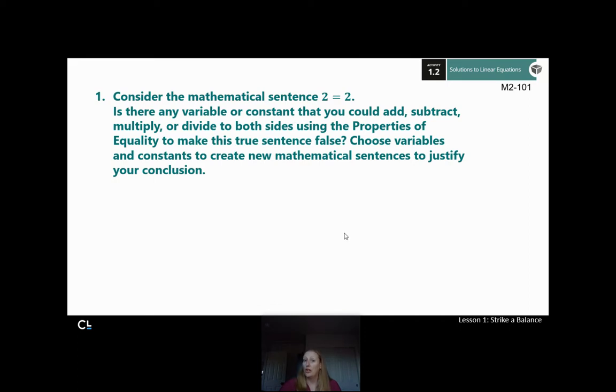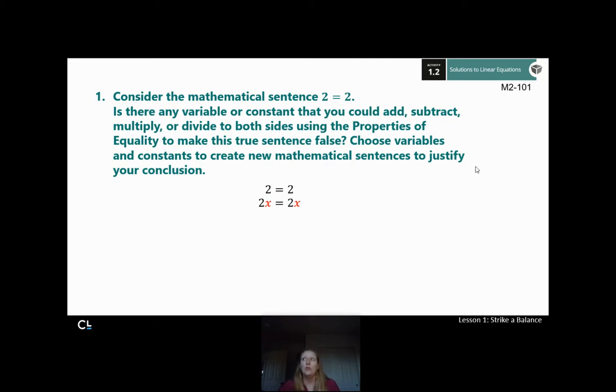Starting off with 2 equals 2, I know that's true. Can I use properties of equality to make it false? How about if I use the multiplication property of equality? I'm going to multiply both sides by x. So I end up with 2x equals 2x. That is still true. That does not make it false, does it?